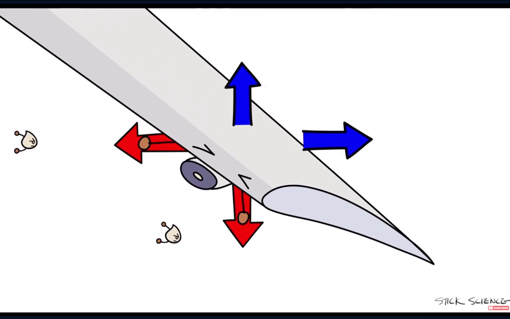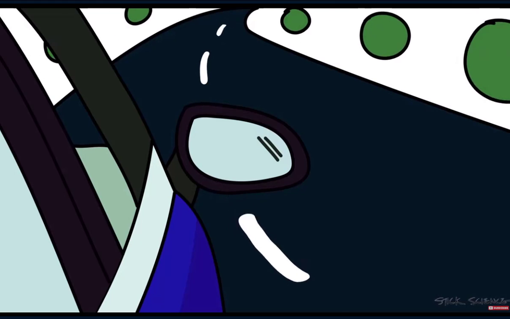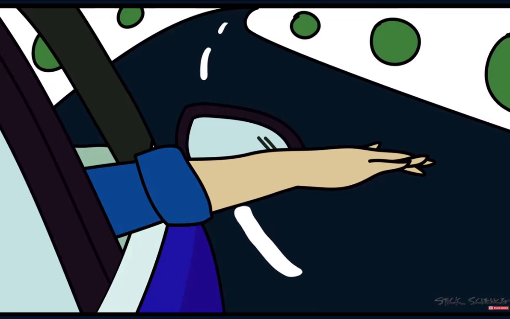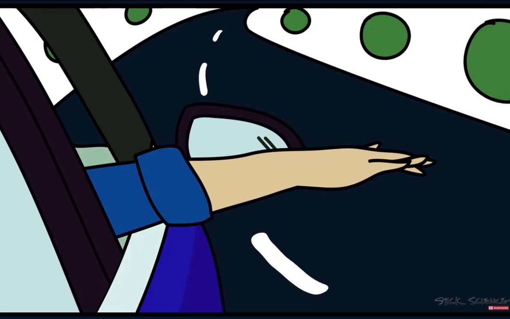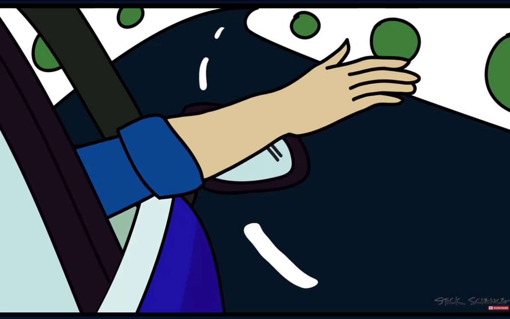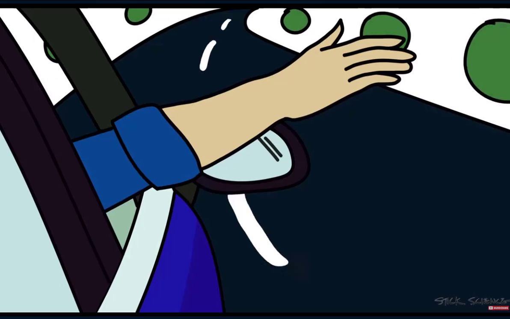Let's move these arrows so it's easier to see. The arrow pointing back is drag, and drag slows down the airplane. The arrow pointing up is, you guessed it, lift, and lift is what makes flight possible. The same happens when you get bored driving and stick your hand outside your window. When your hand is horizontal with the ground, not much happens. But when you angle it up, you can feel your hand being pushed up and back. It's the same principle at work.